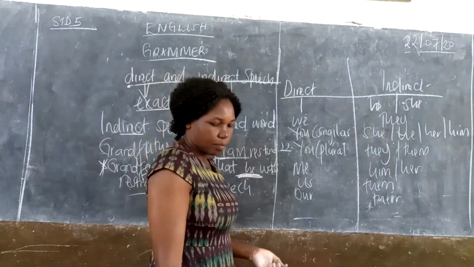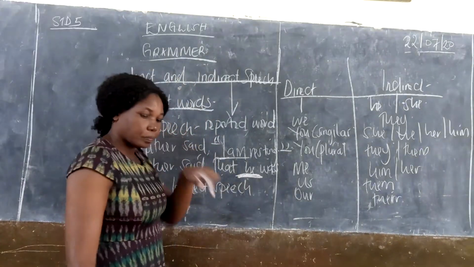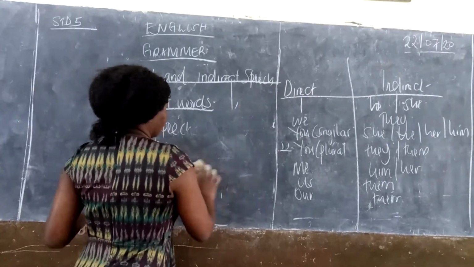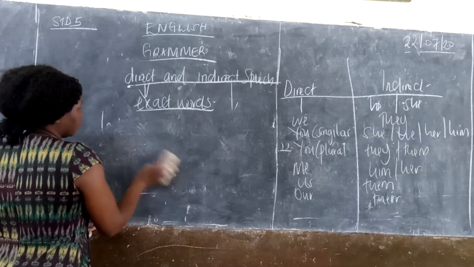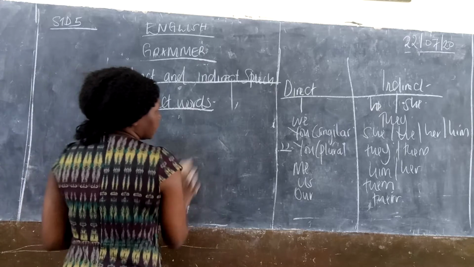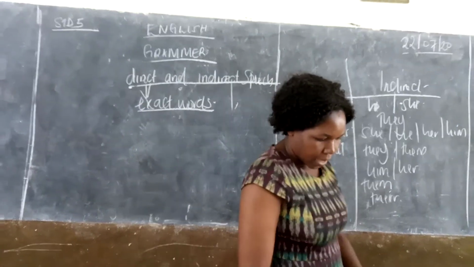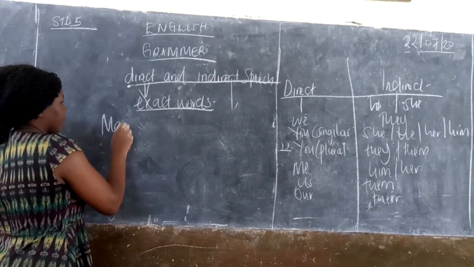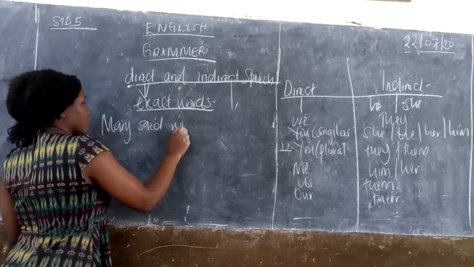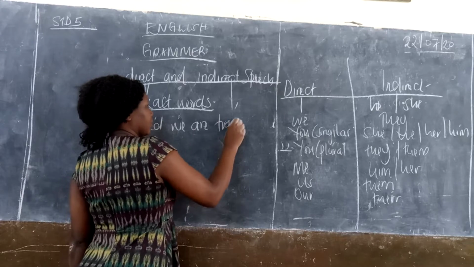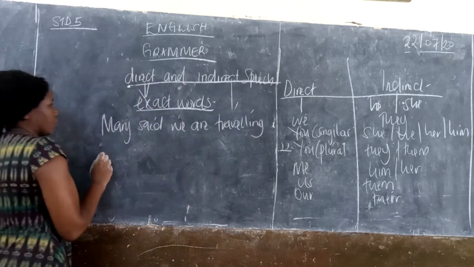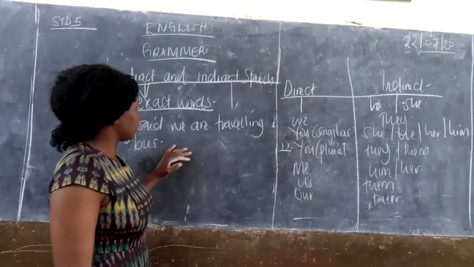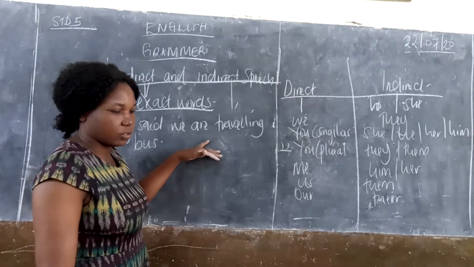So let's look at another example. While changing the plural, we are changing the direct into indirect. Mary said, we are traveling by bus. This statement is indirect speech. It is already indirect speech.